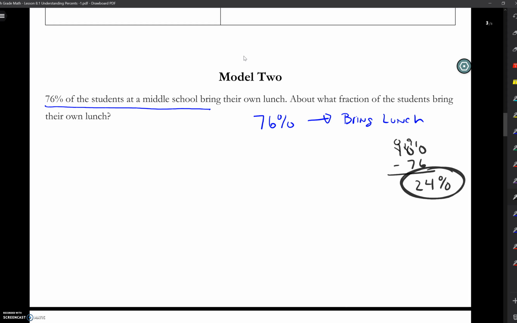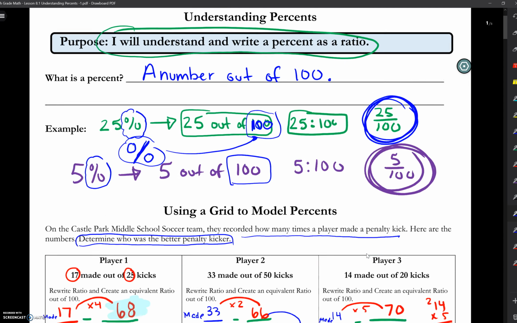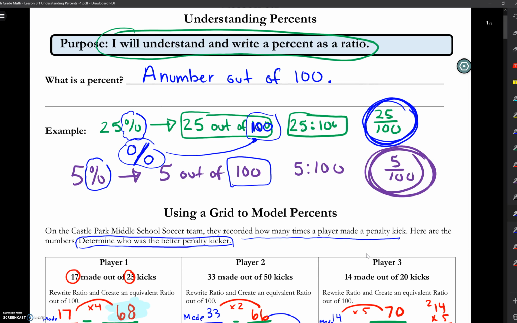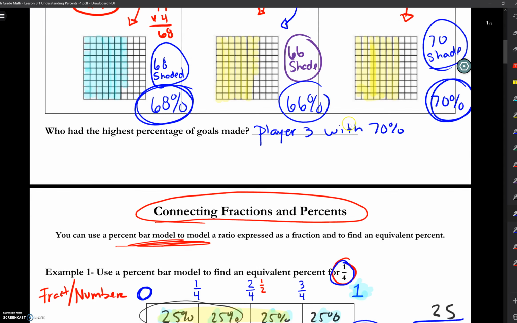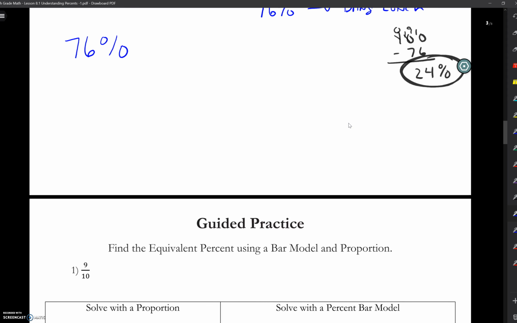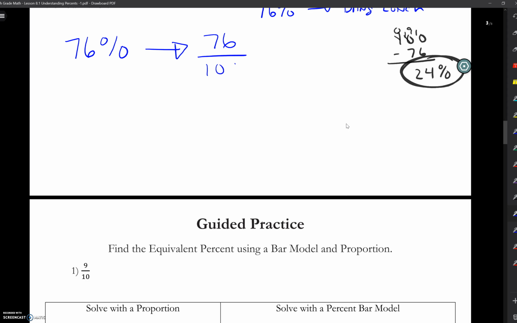About what fraction of the students bring their own lunch? Now, this is a really easy way to figure out fractions. If 76% bring their lunch, let's go back to the beginning, right when we started doing this lesson. We go way back here, and it's 25%. What is my fraction going to be? It's going to be out of 100. Very simple. So I'm going to take 76% and I'm going to put it out of 100. 76 over 100. Here is my fraction.